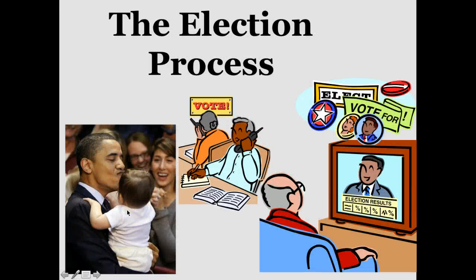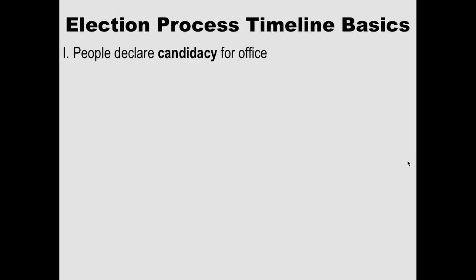Alrighty, ladies and gentlemen, we are going to look at the basics of the United States election process. We'll look at the campaign process, we'll talk about the voting process, and then finally we'll talk about the results and how you get to the election results. Alright, so let's take a look at a general outline of what happens.